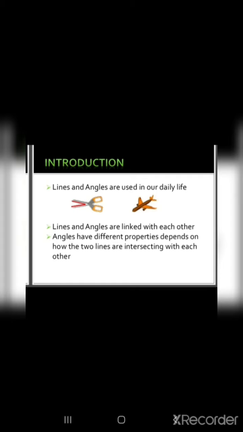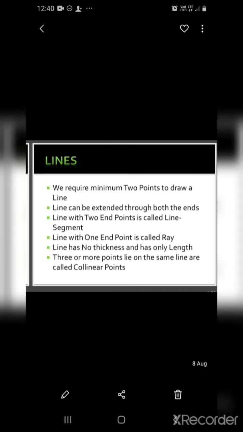Introduction. Lines and angles are used in our daily life. Lines and angles are linked with each other. Angles have different properties depending on how the two lines are intersecting with each other. Lines. We require a minimum of 2 points to draw a line. A line can be extended through both ends. A line with 2 endpoints is called a line segment. A line with one endpoint is called a ray. A line has no thickness and has only length. Three or more points that lie on the same line are called collinear points.